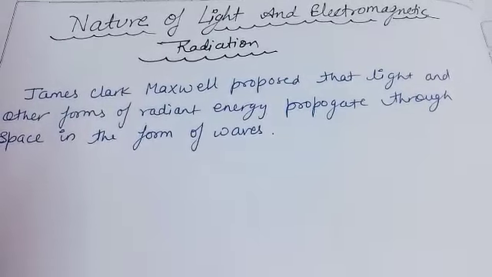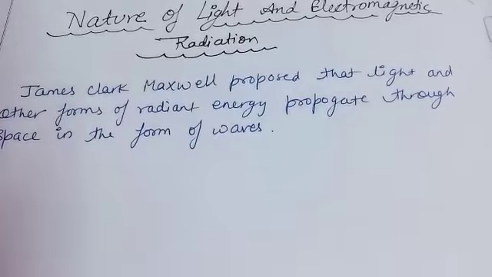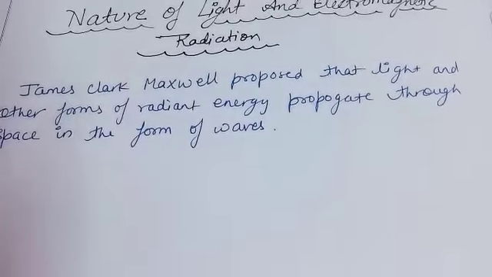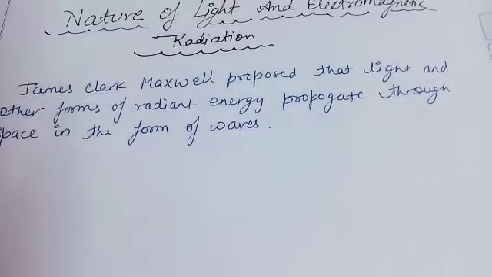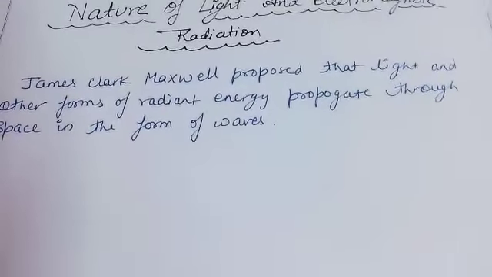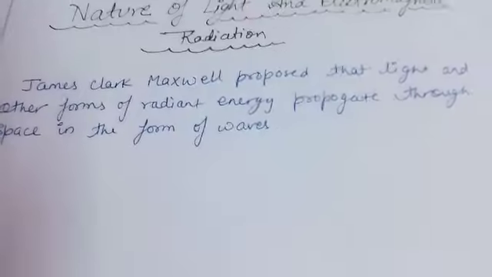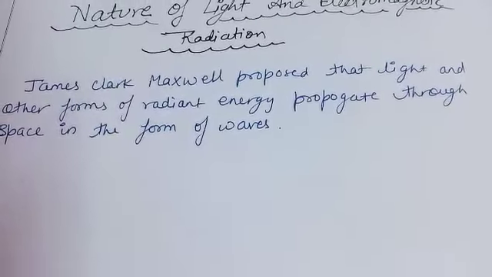The particle nature of light failed to explain the phenomenon of interference and diffraction. Both these terms you will study in detail in physics, not in chemistry, because it is required there only. So this nature failed to explain these things, and later on Huygens proposed the wave-like character of light.